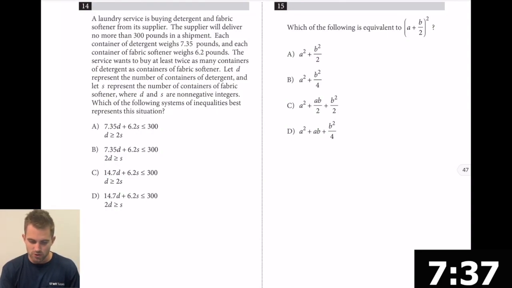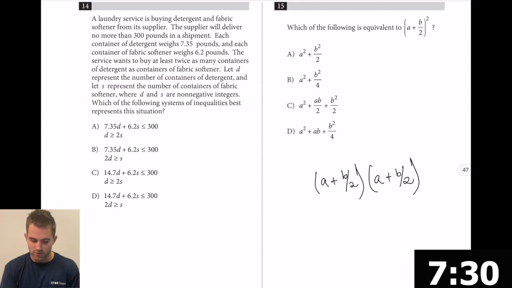Which of the following is equivalent to? So remember, guys, this would be (a plus b over 2) times (a plus b over 2). Don't forget, you still have to FOIL this. If we do these two, we get a squared, right?